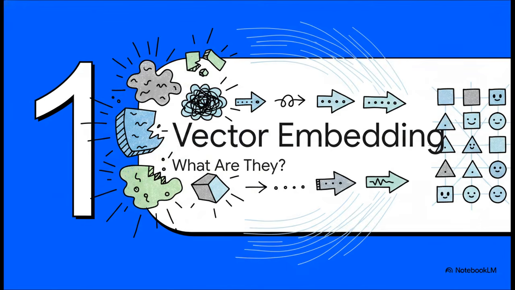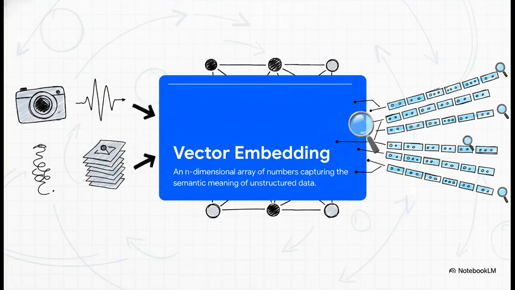So, Section 1. What are vector embeddings? Let's start at the very surface layer here. How do we actually translate the messy, unstructured real world into something a machine can genuinely understand? You know, unstructured data, think of a photograph, an audio clip, or even a long paragraph of text. It doesn't exactly fit neatly into traditional rows and columns.